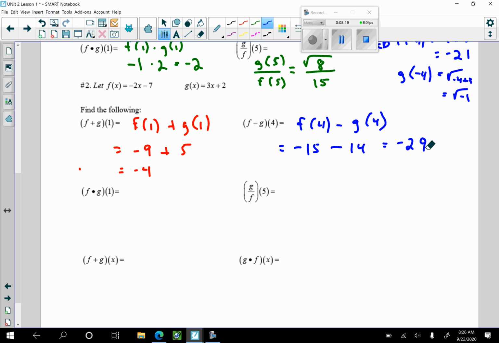F times g of 1. This is the notation that we're going to be looking for right here. This f of 1 times g of 1. The answer is going to be unimportant. It's knowing that this means f times g of 1. F of 1 times g of 1. And f of 1, we already figured it out. It's going to be negative 9. Multiply by using the parentheses. And g of 1 is 5. So that's going to be negative 45.